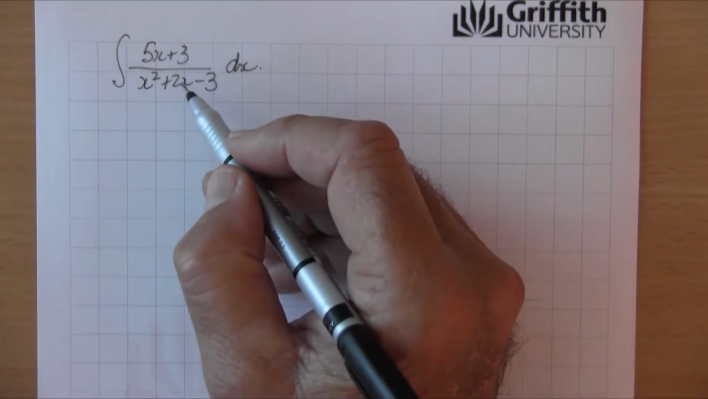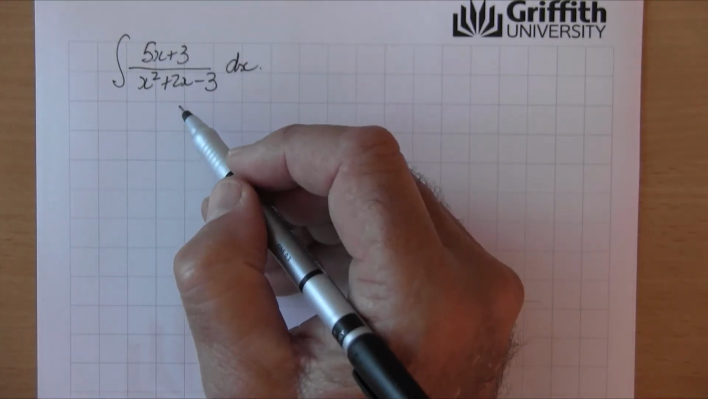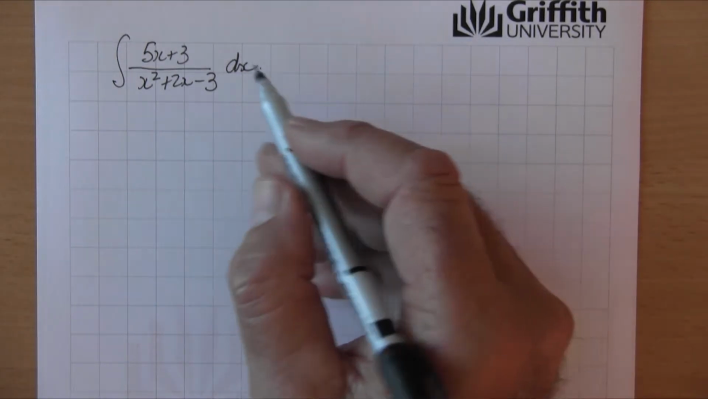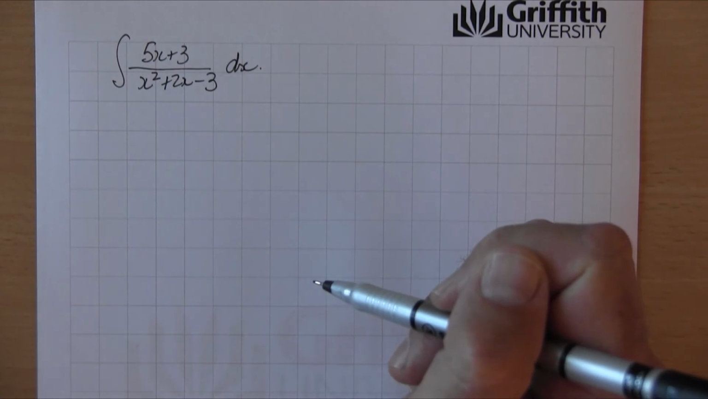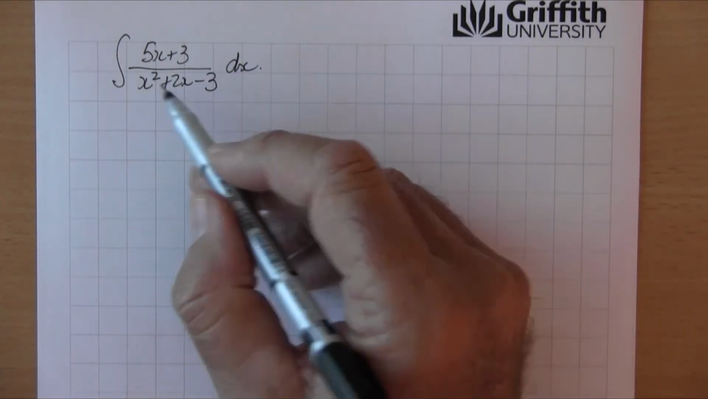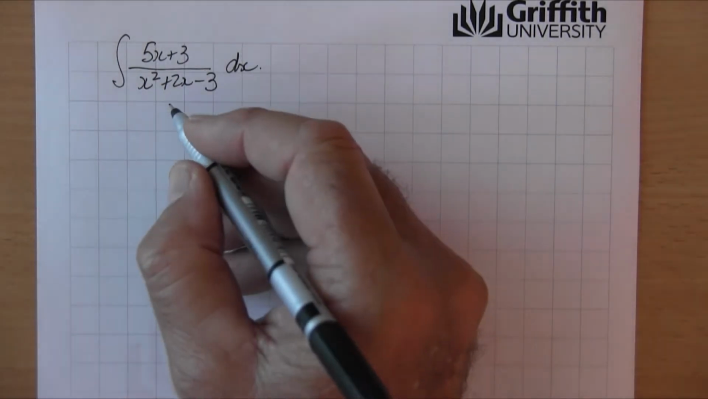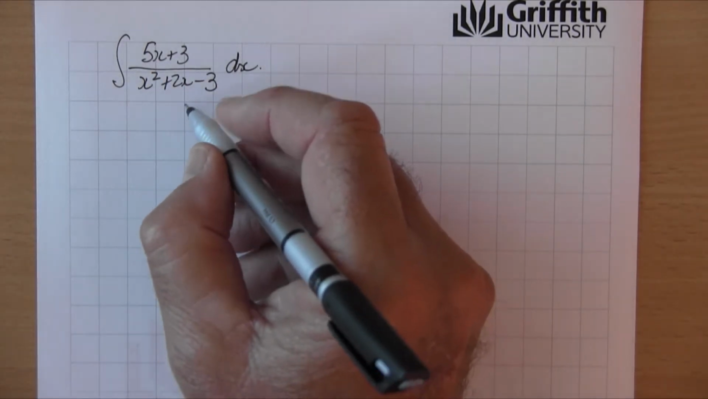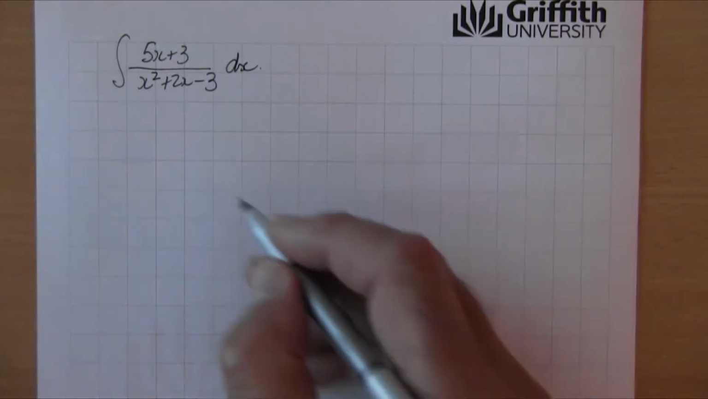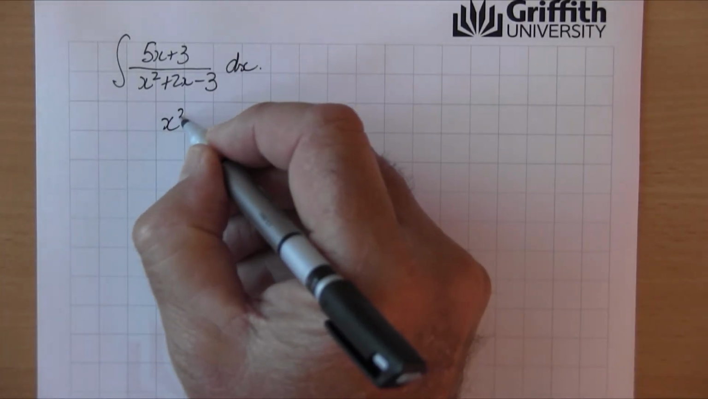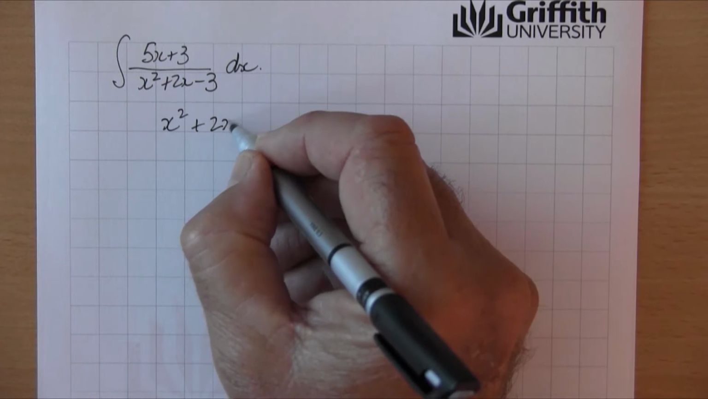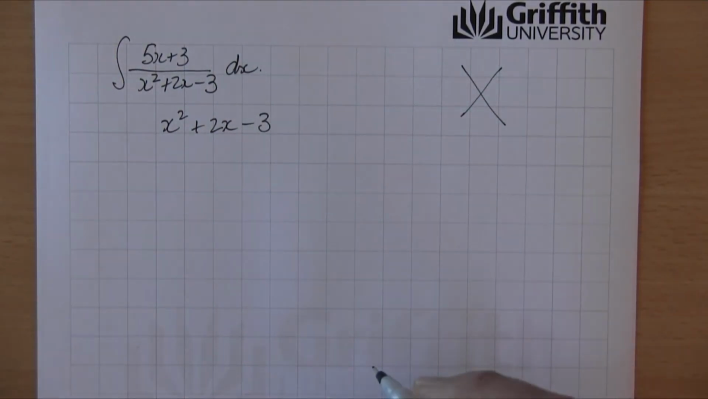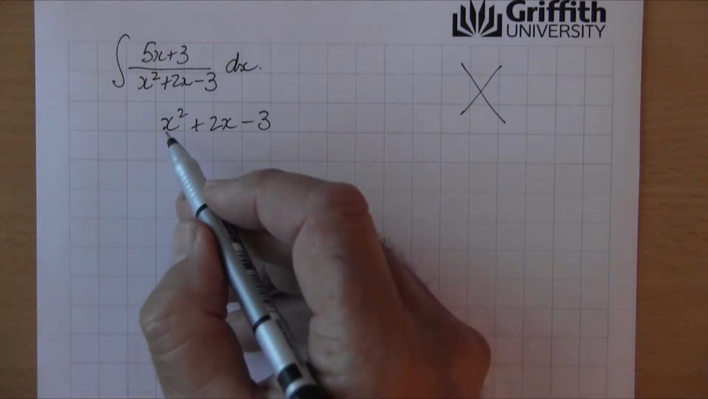This is not the case, so we have to come up with another technique, and that's called partial fractions. So we need to split this into its partial fractions. Before we can do the integration, let's split this into its partial fractions, and we do it like this. We've got to factorise the denominator first, so we've got x squared plus 2x minus 3. I've always taught the cross method.